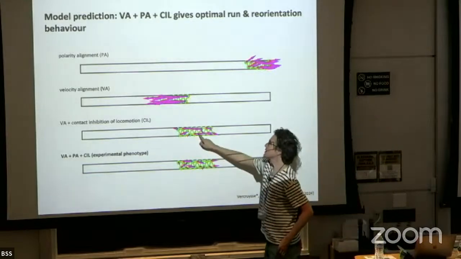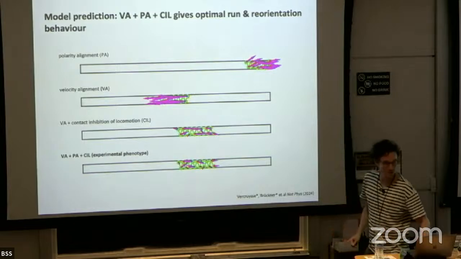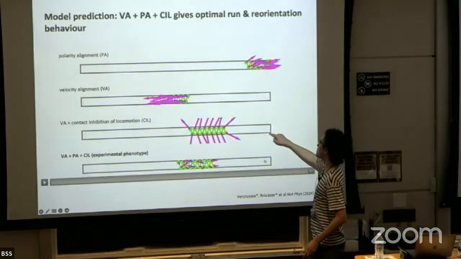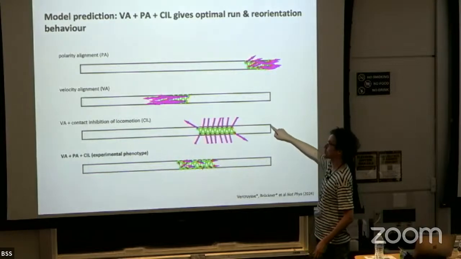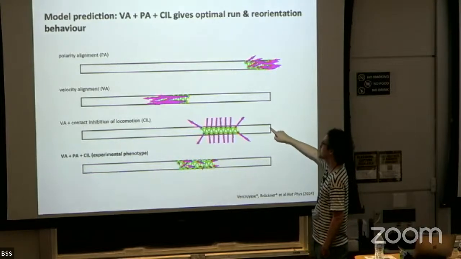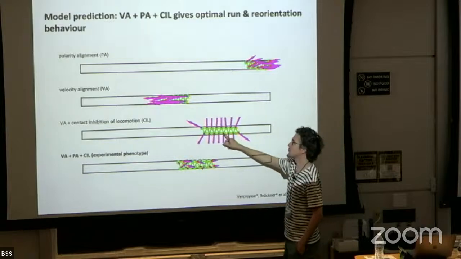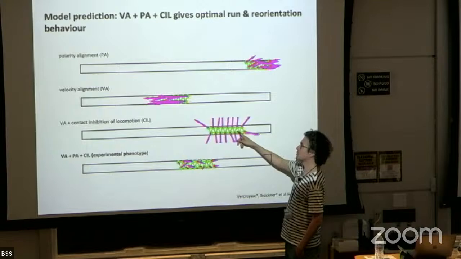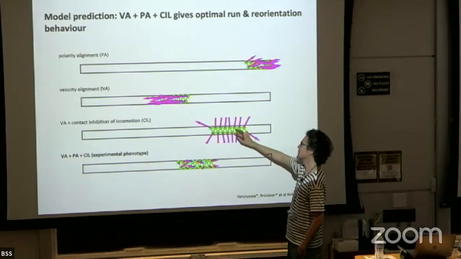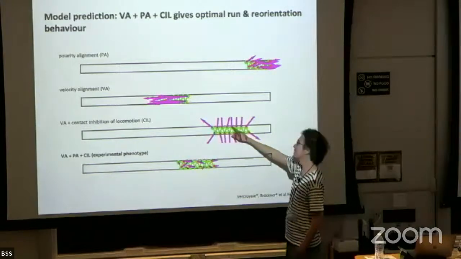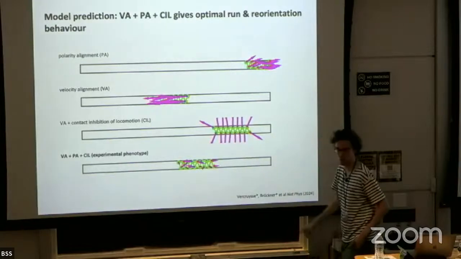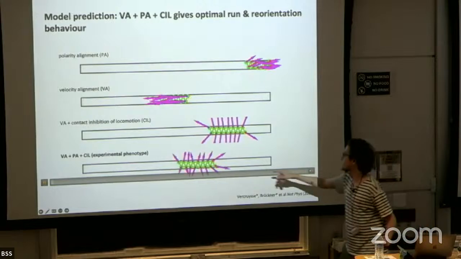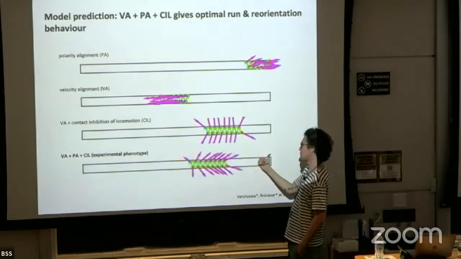And then if you look at velocity alignment plus contact inhibition of locomotion, it's a little bit better, because when it meets the boundary, it's not going to like it, so it's going to polarize against the boundary. If you have only velocity alignment and contact inhibition of locomotion, you're very good at repolarizing, but very non-efficient, because you can develop almost a zero velocity, and then nothing moves or moves very slowly. If you have the 3 combinations of interactions, you're still quite efficient at repolarizing.